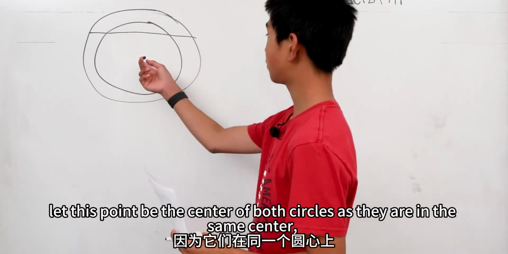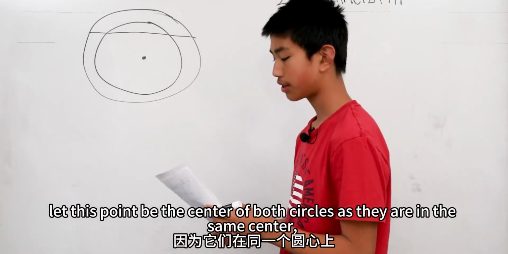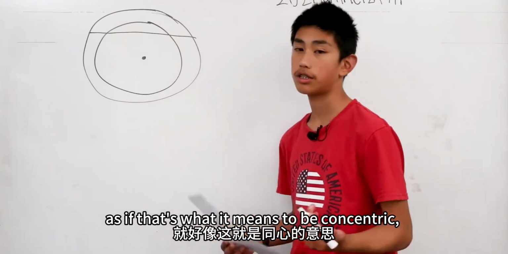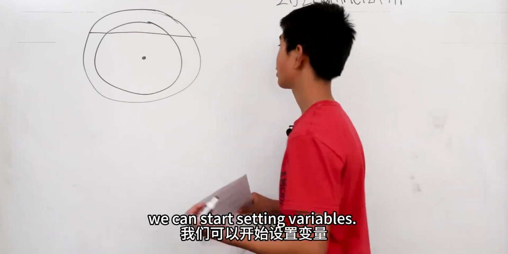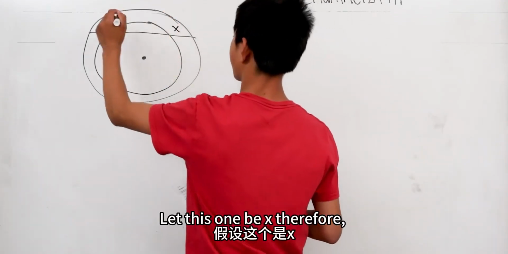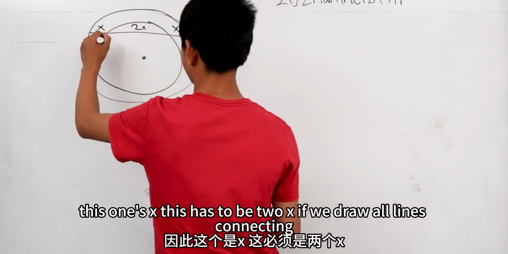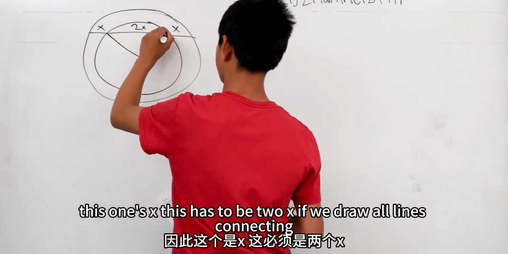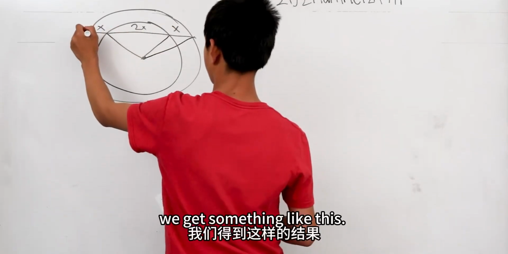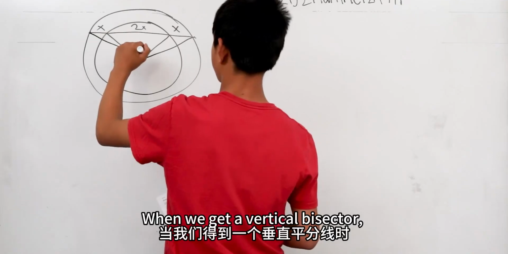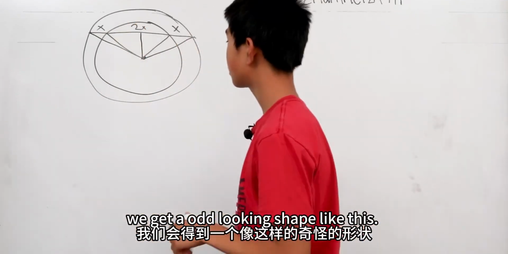So let's say this point is the center of both circles, as they're in the same center. That's what it means to be concentric. We can start setting variables. Let's let this one be x, therefore this one's x, so this has to be 2x. If we draw all lines connecting from these points of intersection of the chords, we get something like this. And when we get a perpendicular bisector, we get an odd-looking shape like this.